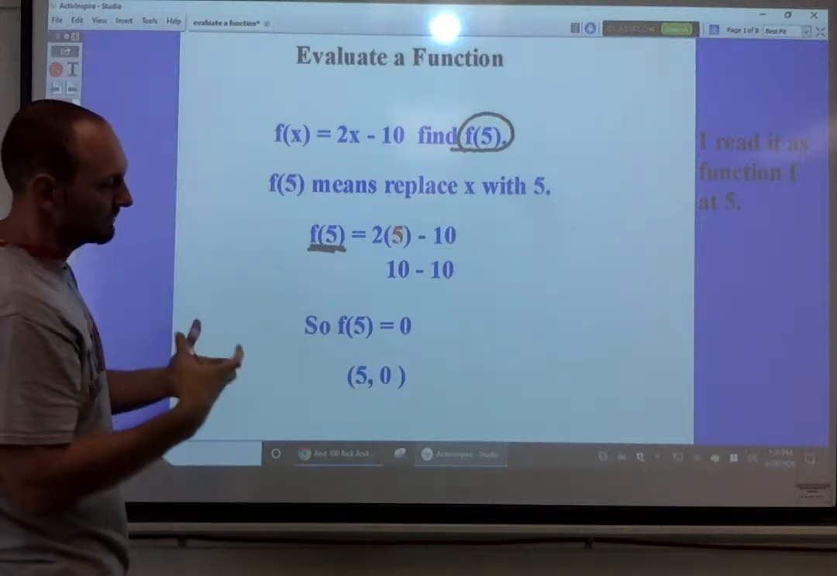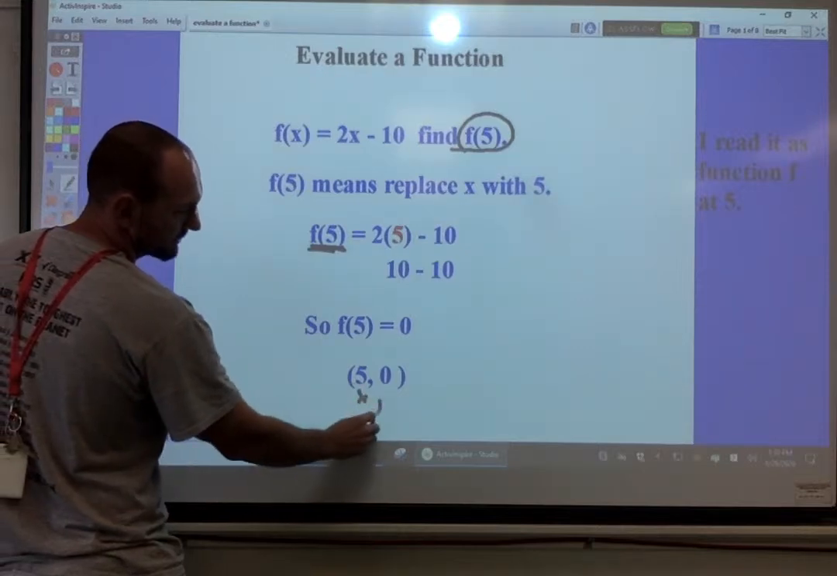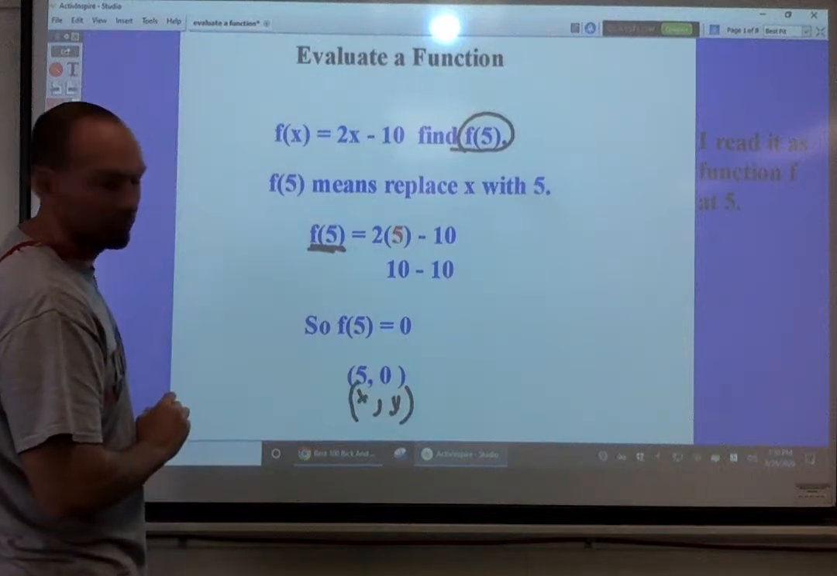And we can view that as a point. So when x is 5, remember quadrants or ordered pairs are made up of x and y. We get 5, 0.